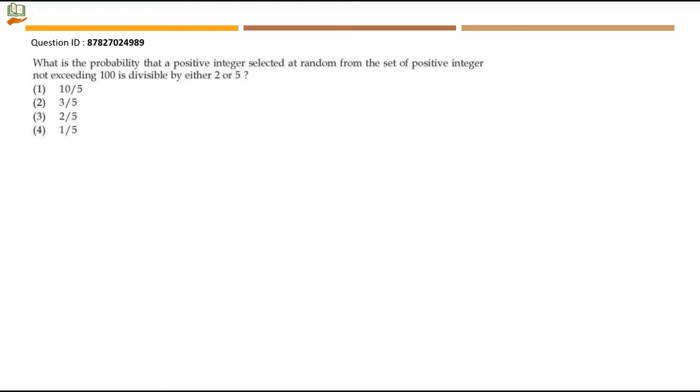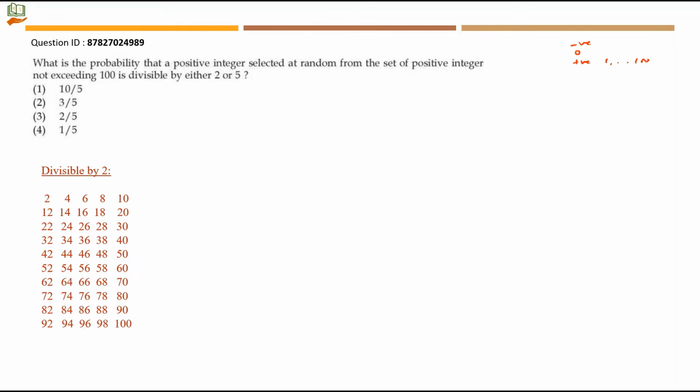When you consider integers, you have negative numbers, you have 0, and then you have positive numbers. When we say it's a set of positive numbers, it means it starts from 1, and they say not exceeding 100. It means the limit will be 100. You should not go above 100. They are asking it should either be divisible by 2 or by 5.